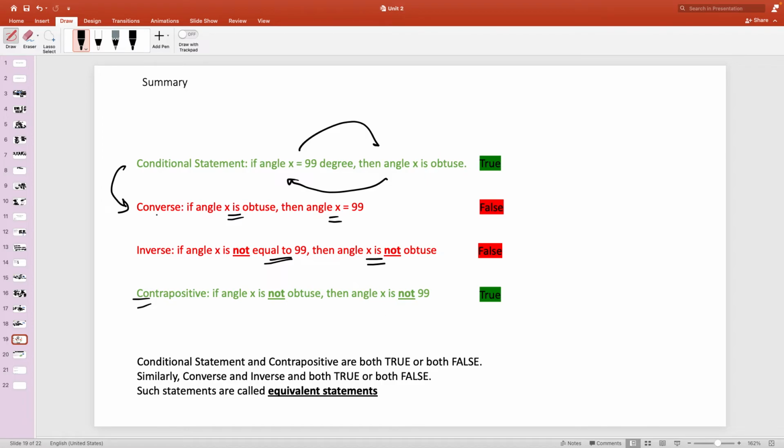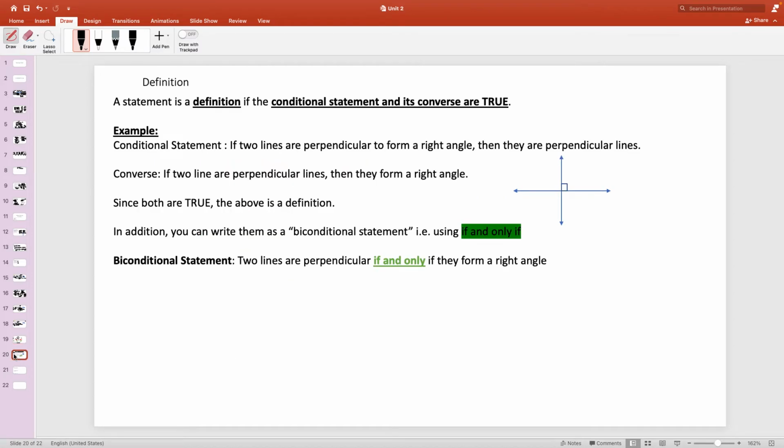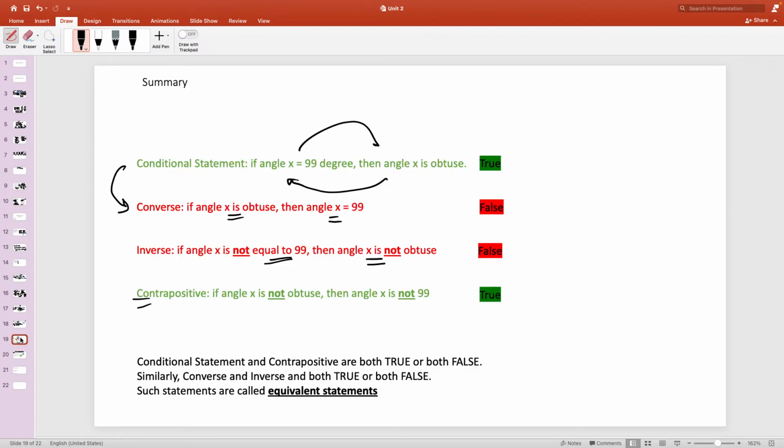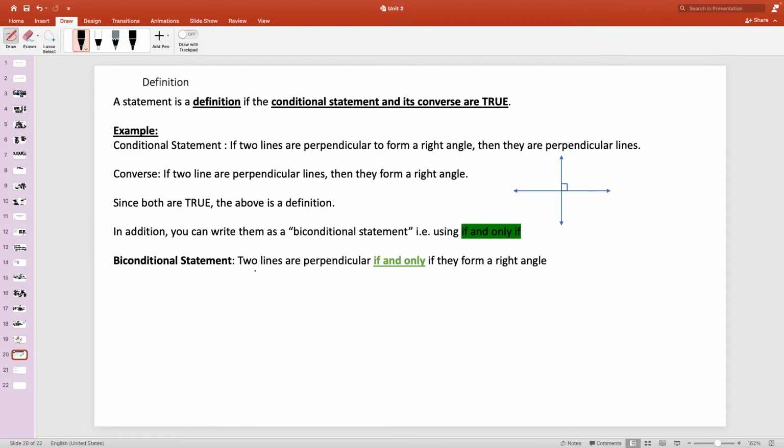Okay. All right. So let's move on to the next concept, which is a definition. A statement is a definition if the conditional statement and its converse are true. In our example previously, conditional statement was true, but the converse was false. However, in some rare situations, the conditional statement and the converse can be true. And when that is true, it's called a definition.